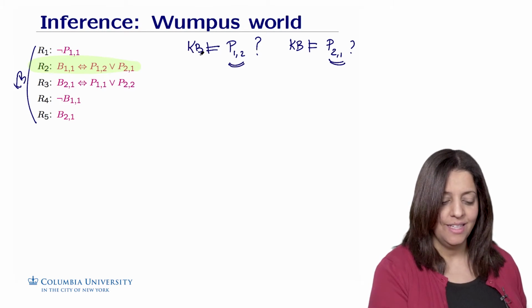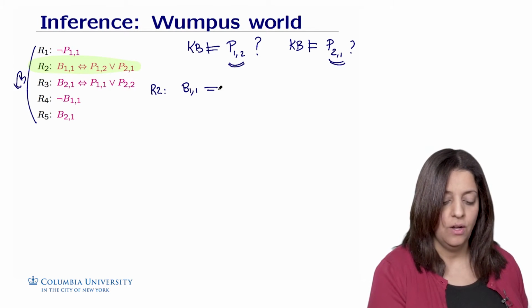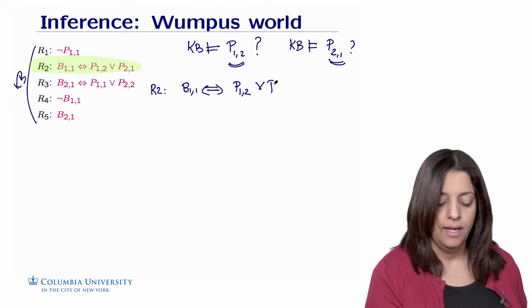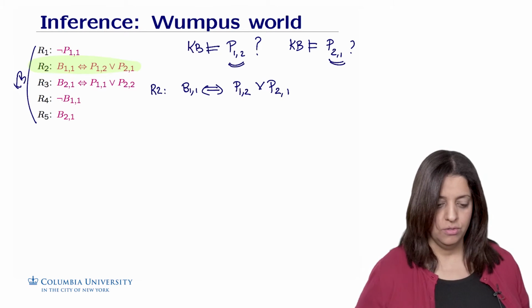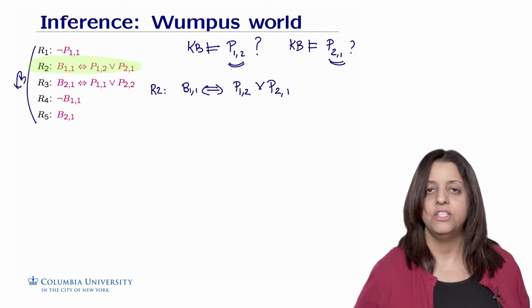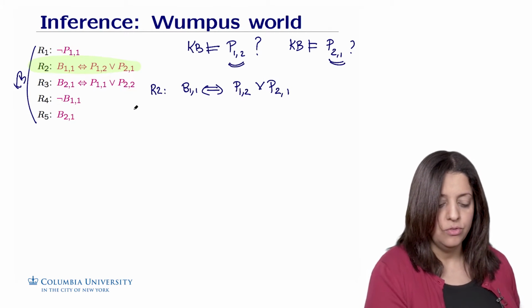So we are starting with the rule R2. The rule R2 says that there is a breeze in 1-1 if and only if we have a pit in 1-2 or a pit in 2-1. This is a rule that we know is true. There is a breeze only if there is a pit in the adjacent rooms. From this one, we're going to make an inference.